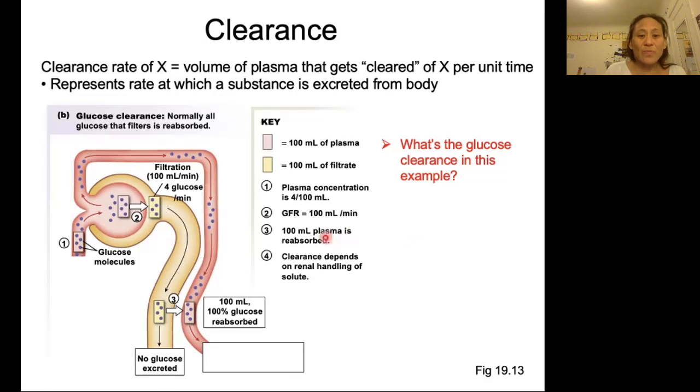Okay, so hopefully you figured out that the glucose clearance is zero milliliters per minute. We started with our 100 milliliters that had 4 glucose molecules in it. We ended up with 100 milliliters that has 4 glucose molecules in it. So we did not get rid of any glucose. We did not clear any plasma of glucose. Therefore, our glucose clearance is 0 milliliters per minute.